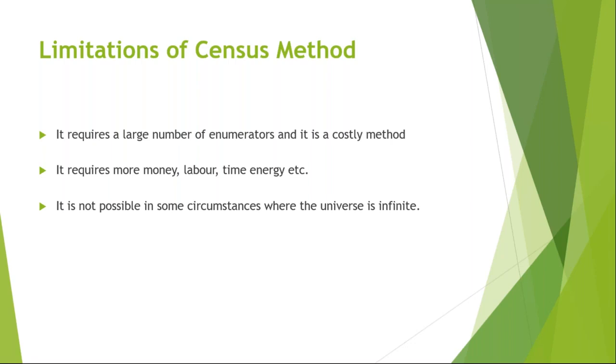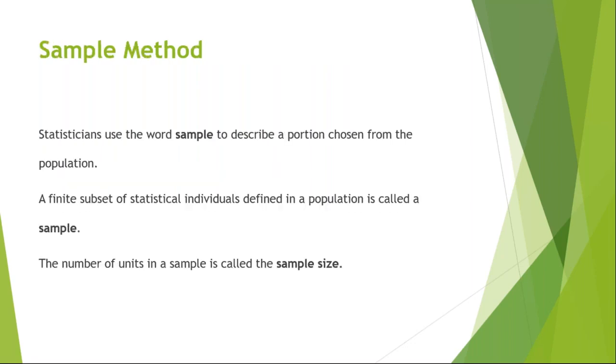You said it requires a large number of enumerators, that is people going about collecting such information, and it consumes time, it consumes money, it dissipates energy, and then it's also limited to just a finite population. Outside that, you won't be able to do that. So these are the limitations of the census method. So quickly, let's go to the second method of collecting information in a population. So we are done with the census method.